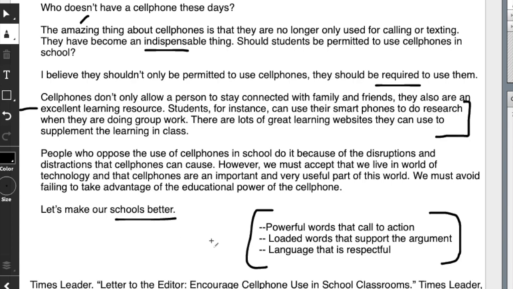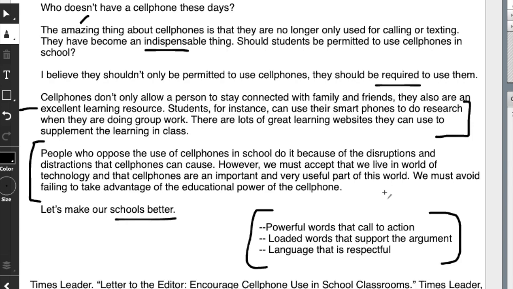People who oppose the use of cell phones in school do it because of the disruptions and distractions that cell phones can cause. So remember, we've talked a little bit about the elements of persuasive writing, and one of those things is the counterclaim, and this is the counterclaim here. They're identifying the other side of the argument, that cell phones can be disruptive, but they say, however, we must accept that we live in a world of technology and that cell phones are an important and very useful part of this world. So here we go, the word important, the word useful, again, positive connotative words.